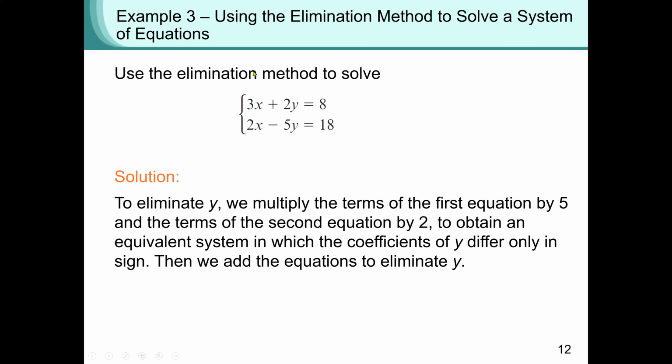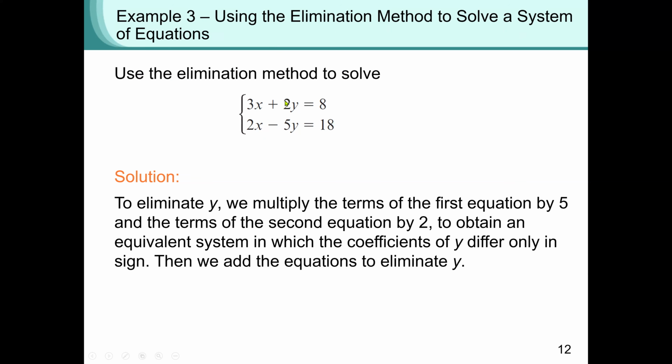Here, for example, they say use the elimination method to solve 3x + 2y = 8 and 2x - 5y = 18. Here they say we should use the elimination method. If I want to eliminate x, I'm going to multiply the first equation by -2. Then I'll multiply the second equation by +3, which means I will get -2 times 3, which is -6x, and +3 times 2x, which is +6x. So +6x and -6x will cancel when I combine the two equations. Then we can solve for y.